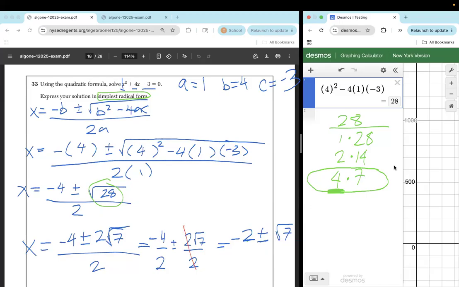That is my answer. I don't have to figure out what the square root of 7 is. It's going to be an irrational number. So I'm going to leave it like this. That is what simplest radical form is. So here I am done.